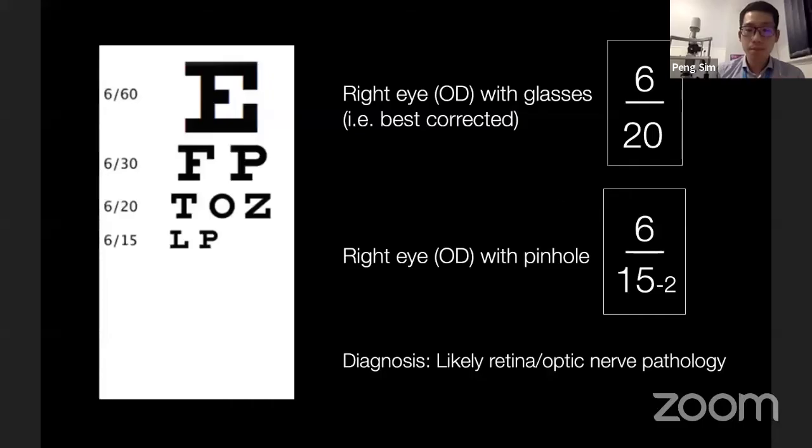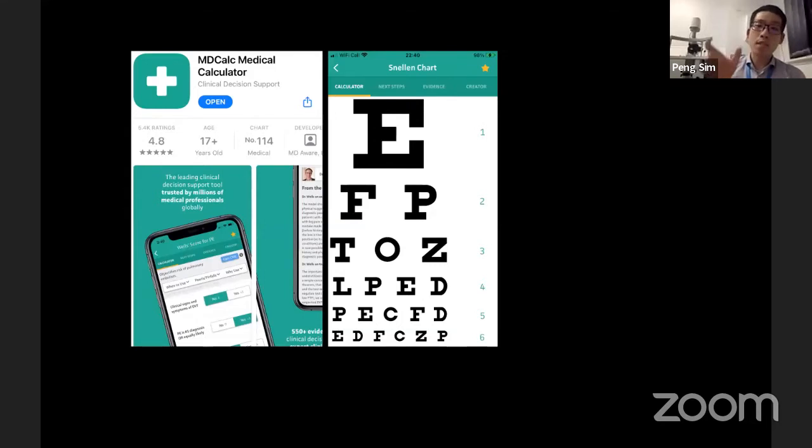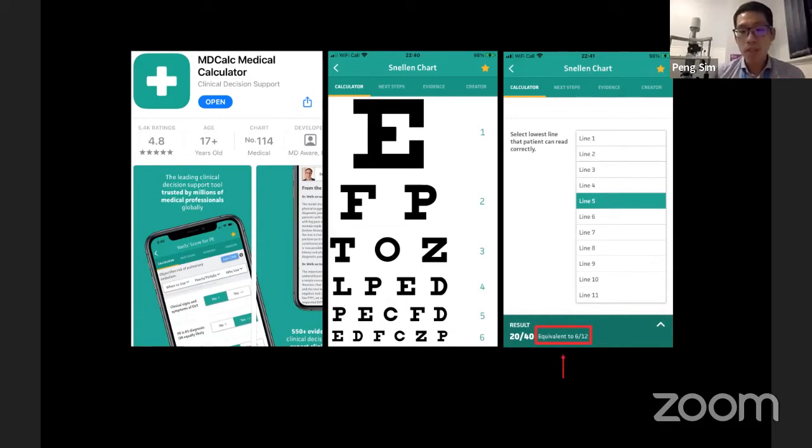Okay. So in real life, obviously, Snellen charts are usually nowhere to be found. A good app that I would recommend, and it's also recommended by quite a lot of my colleagues, is an app which you can get for free on Apple or Android, called MDCalc. It's got a really cool and easy to use Snellen chart, which you hold about 1 meter away from the patient. You ask the patient to read, then you select the line that the patient can read, and it'll tell you what the patient's vision is.